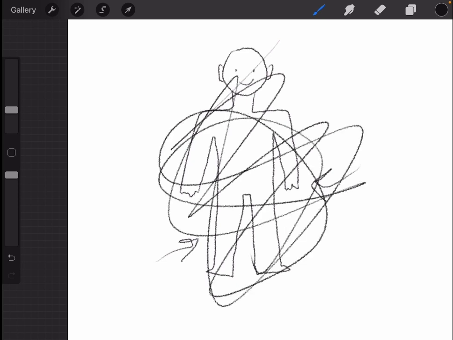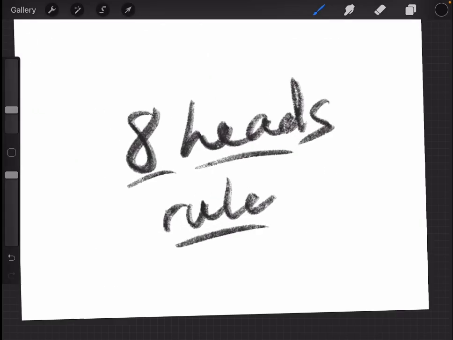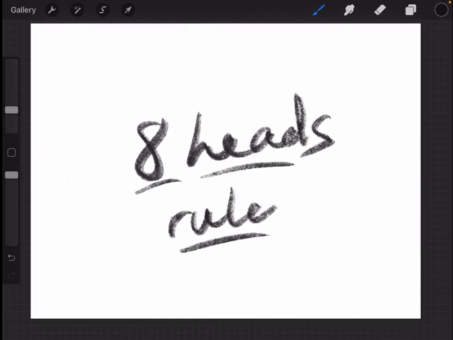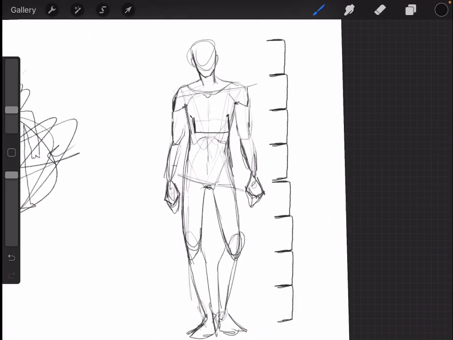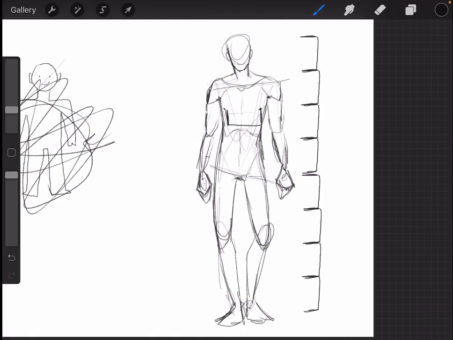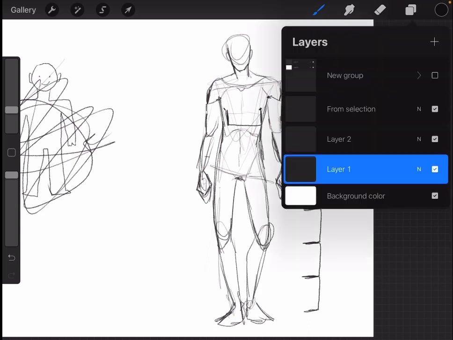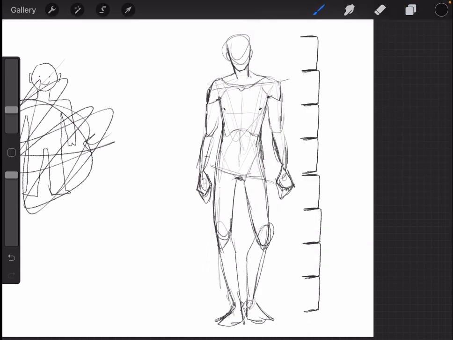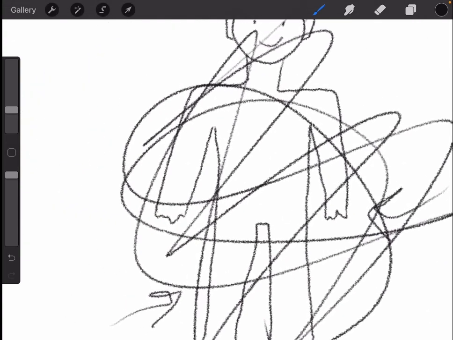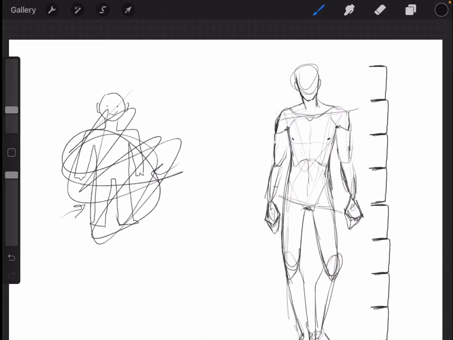Well, today we're going to be learning the 8 heads rule. This was what basically taught me everything I needed to get started with drawing people. Over here we have a handsome young lad, and what I want to show you is basically proportion. If you want to get started with drawing people, you need to understand the proportions of the human body, because if you don't know where stuff goes, you'll never progress beyond guessing.